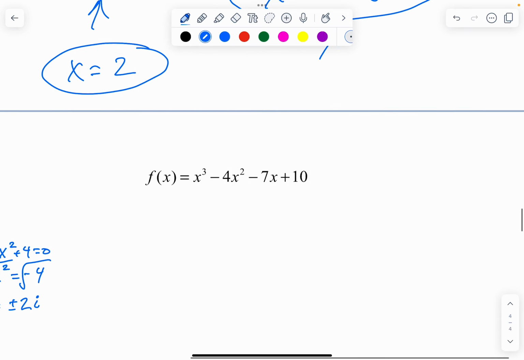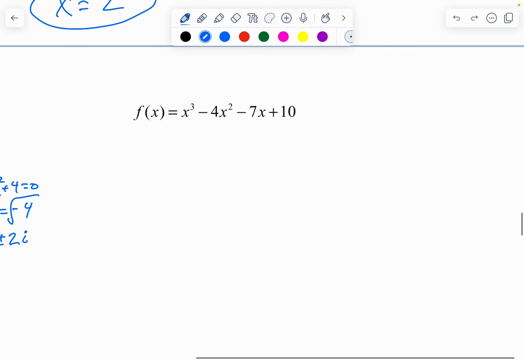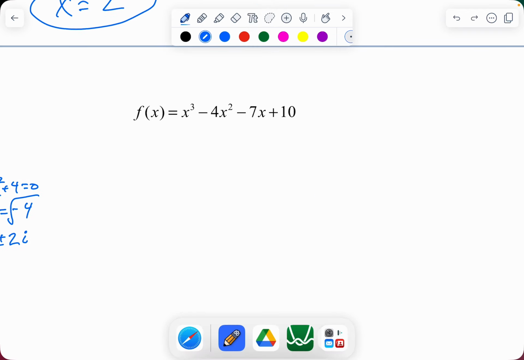Okay, the next one, I look at that and I'm like, I don't know. It doesn't factor by grouping. If I factor out an x squared here, I get an x minus 4, and nothing factors out of those two. So that's not helpful.